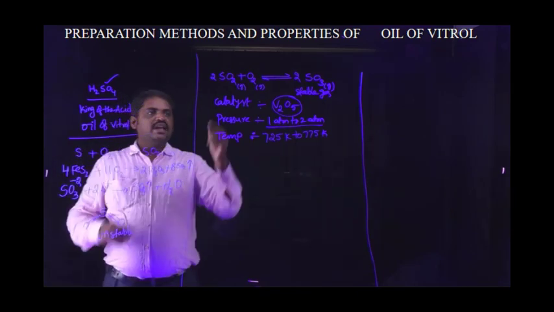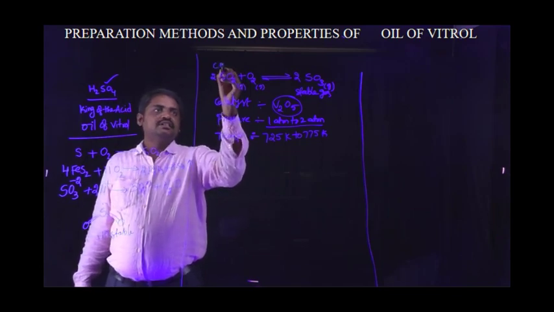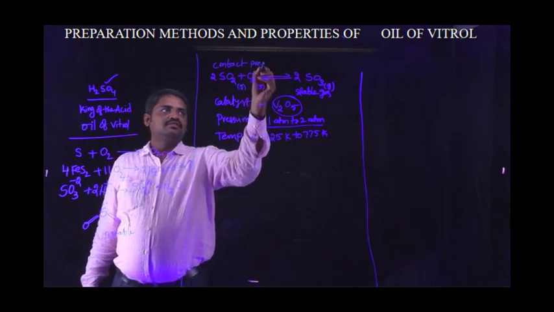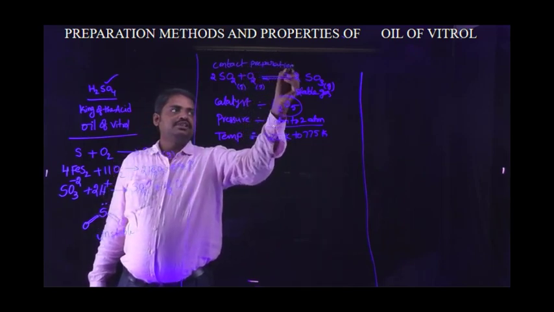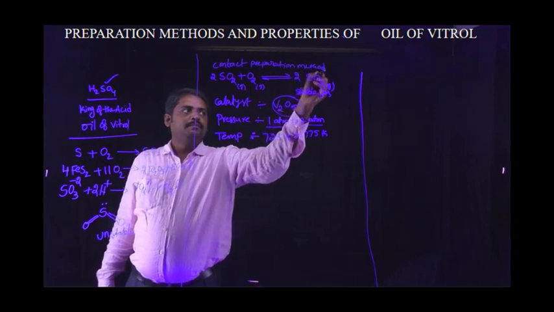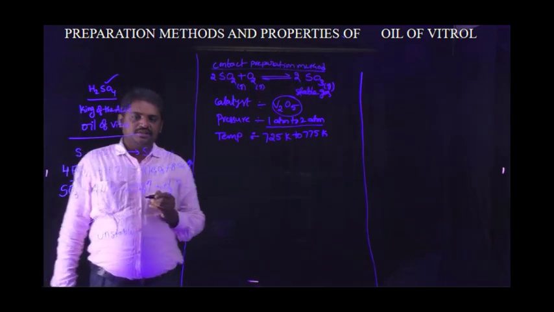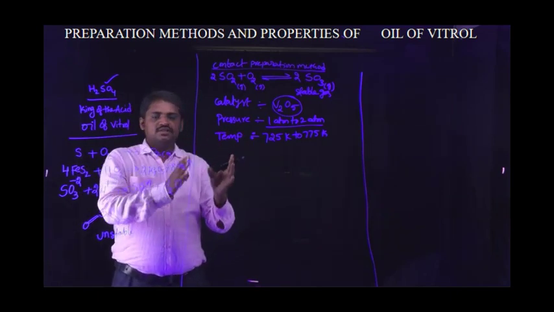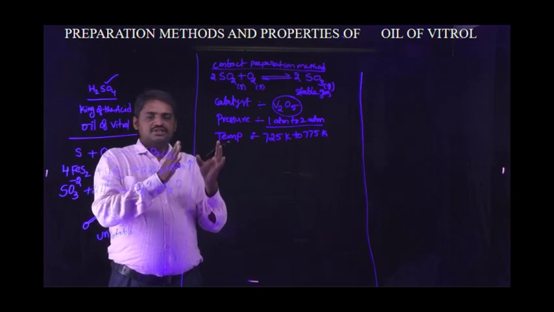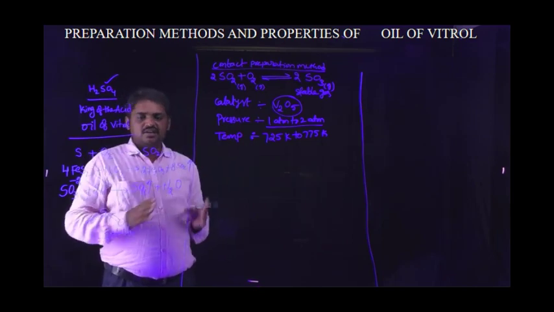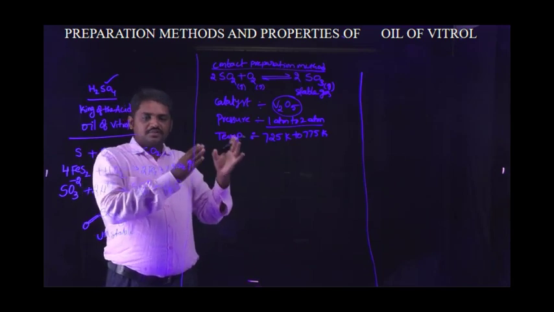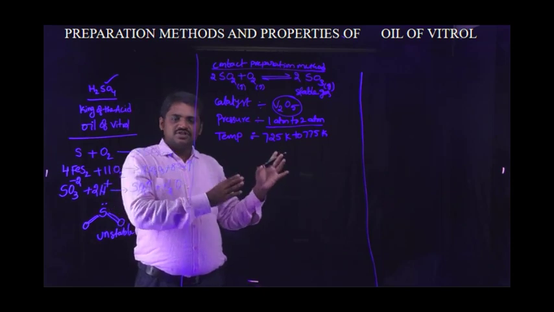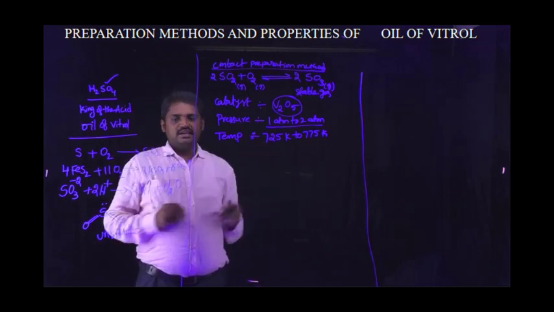So this method is known as the contact method, the contact preparation method. Okay. So these are the optimum conditions in this reaction. The suitable catalyst is vanadium pentoxide, the optimum pressure is 1 atmosphere to 2 atmosphere, and the optimum temperature is 725 Kelvin to 775 Kelvin.